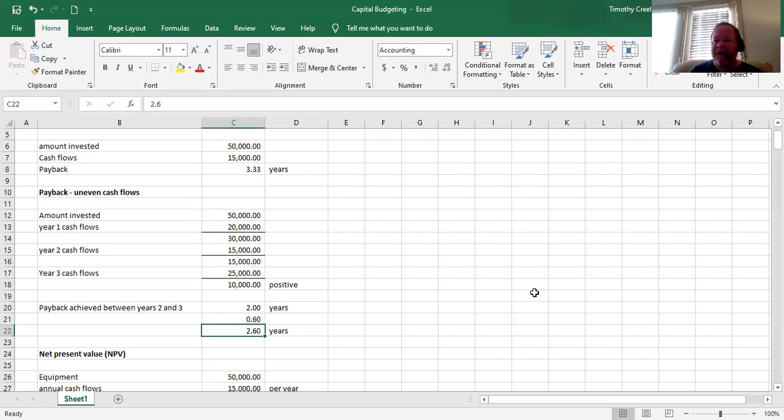Now, payback is a really good method because it's very easy to use. It's very easy to understand. And companies that use payback a lot of times will set a goal. Like they'll say, we won't accept a payback under 4 years. And so they'll evaluate investments. And if they don't give them a payback in the time period that they've set, then they won't accept the investment. Payback is easy to use and it's valuable.